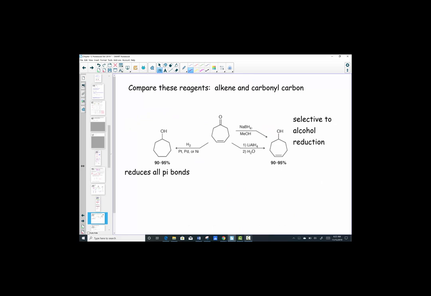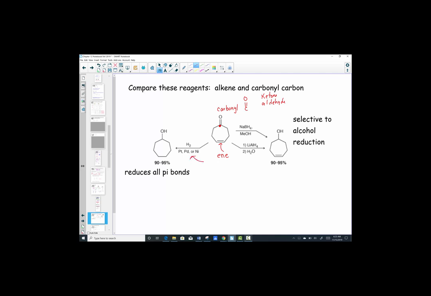So here's everything that we've kind of said so far. We compare these reagents, starting with an alkene and a carbonyl carbon. So right here is the carbonyl carbon. Carbonyl, of course, we know is a C double bond O. And so this can be in a ketone. We can have that as an aldehyde. We know that that exists in amides or in esters. But C double bond O. And also notice that we have an ene, a double bond in this particular structure as well.